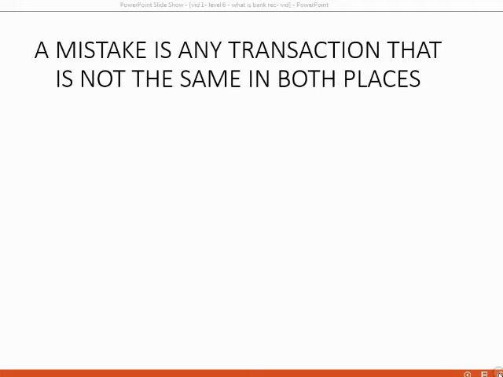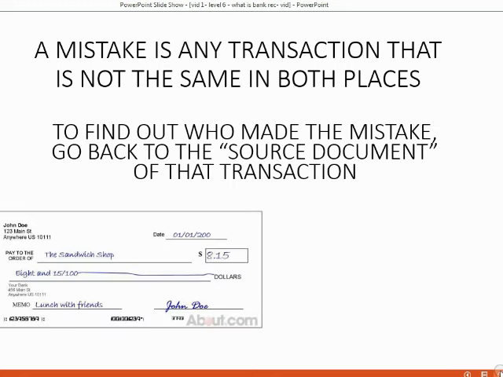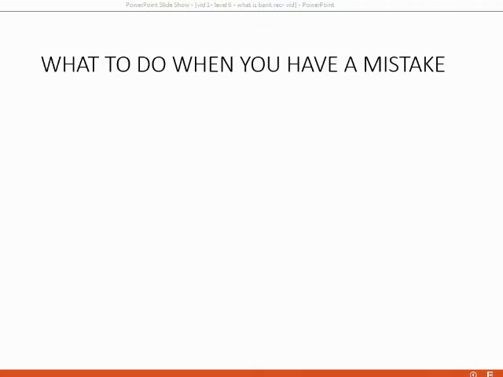A mistake is any transaction that is not the same in both places. To find out who made the mistake, go back to the source document of that transaction. For example, if we disagree with the bank regarding the money amount or number of a check, we go back to the actual check. If we disagree with the bank regarding the money amount or number on a deposit slip, we go back to either a photocopy or the original deposit slip to see what that deposit is actually supposed to be recorded as.